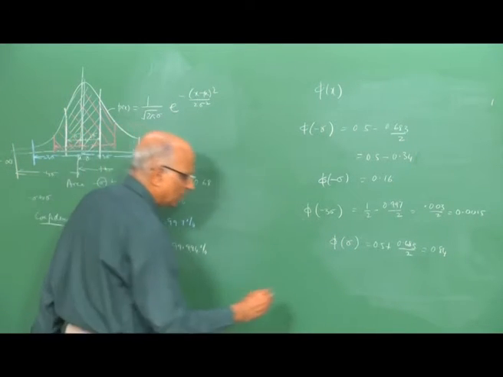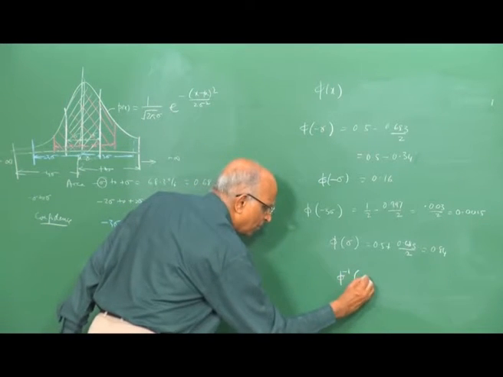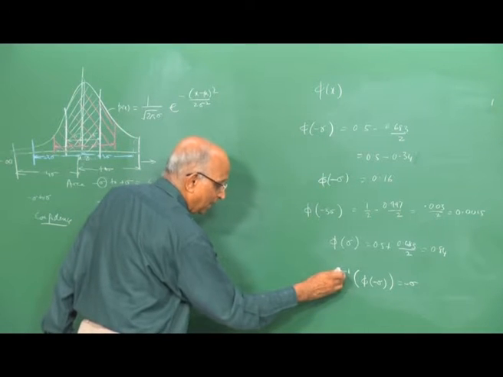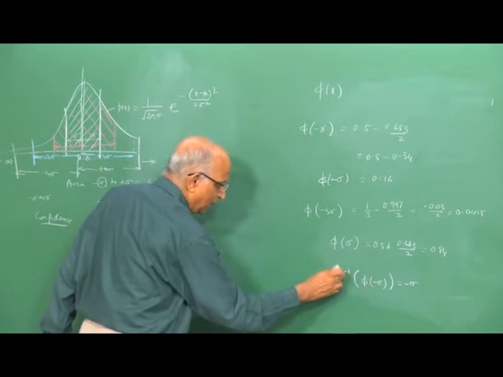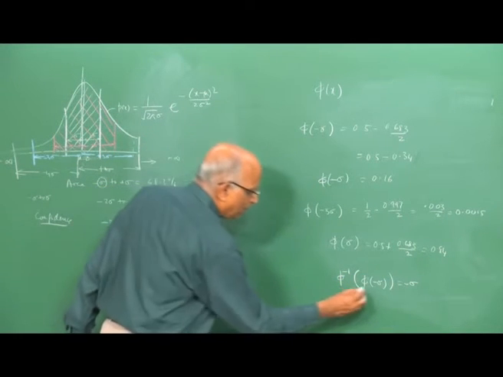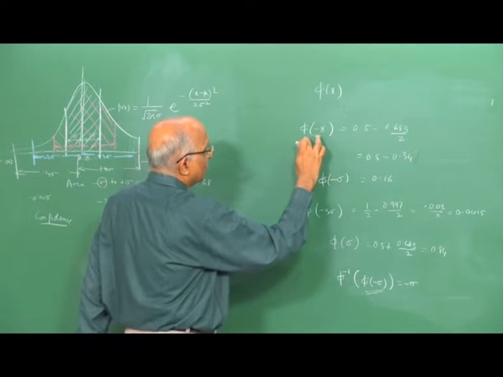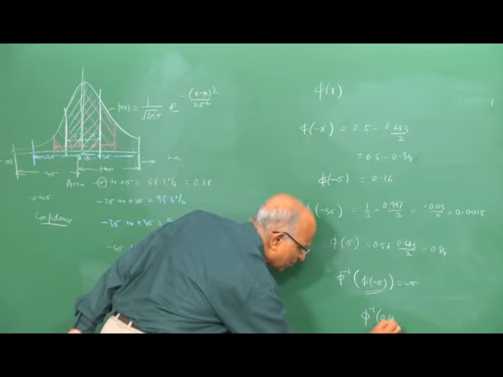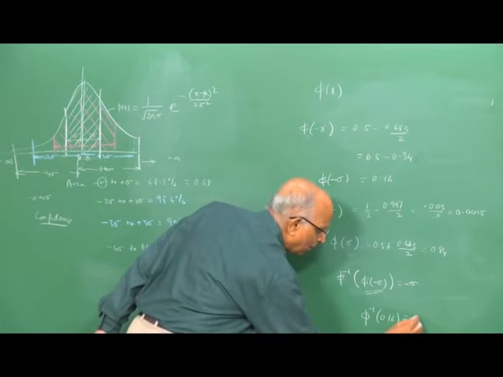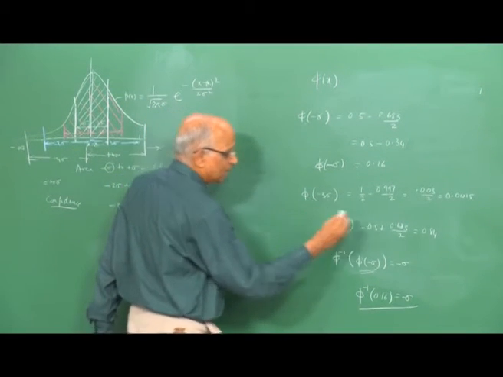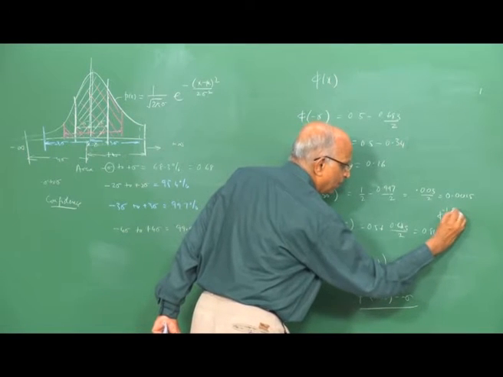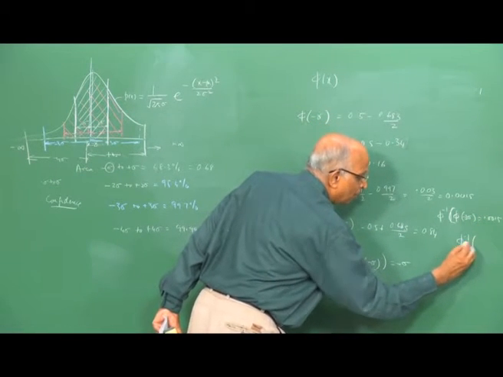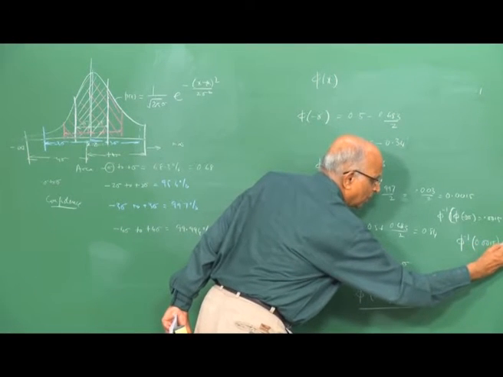Now, if I take phi inverse of phi of minus sigma, it gives me minus sigma, because I am operating the inverse function again on the function. We just now said phi of minus sigma is equal to 0.16. Therefore, I can say phi inverse of 0.16 is equal to minus sigma. Also, phi inverse of phi of minus 3 sigma is equal to 0.0015, or rather phi inverse of 0.0015 is equal to minus 3 sigma.